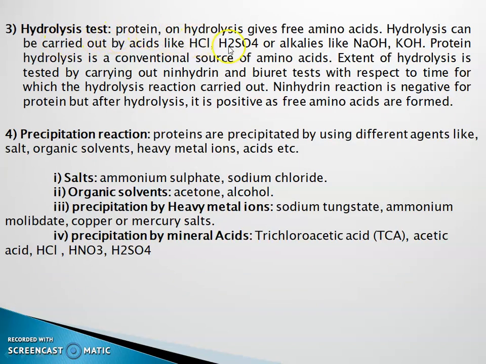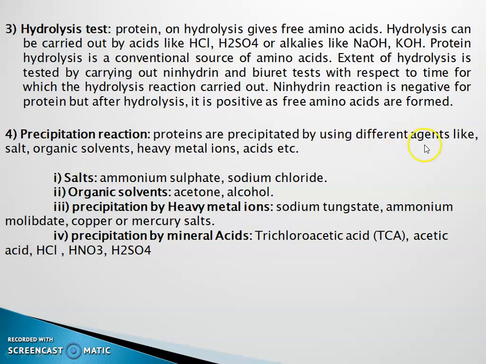Hydrolysis test. Proteins on hydrolysis give free amino acids. Hydrolysis can be carried out by acids like hydrochloric acid and sulfuric acid, or alkalis like sodium hydroxide or potassium hydroxide. Protein hydrolysis is a conventional source of amino acids. The extent of hydrolysis is tested by carrying out ninhydrin and biuret tests with respect to the time for which the hydrolysis reaction is carried out. Ninhydrin reaction is negative for the protein, but after hydrolysis it is positive as free amino acids are formed.